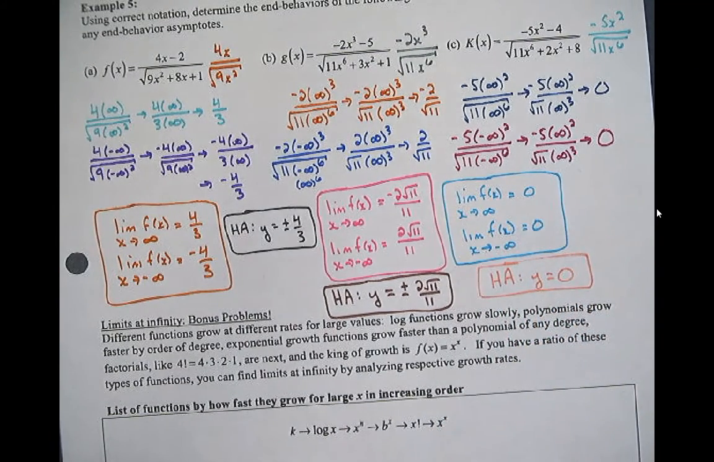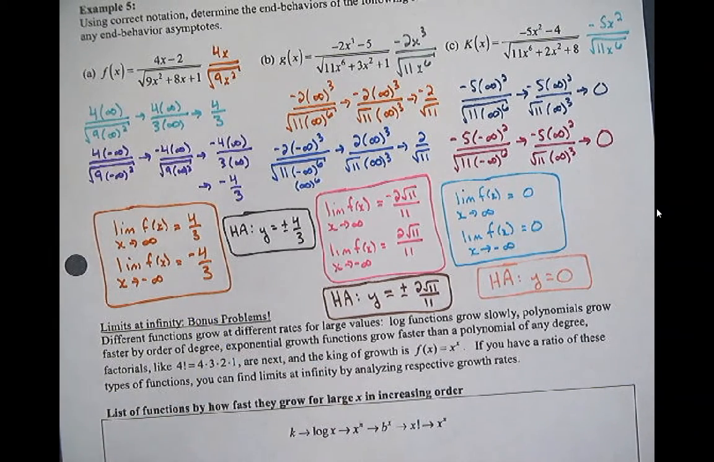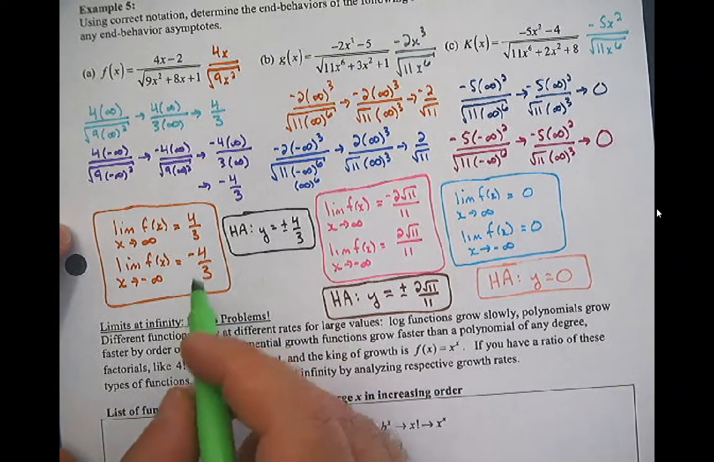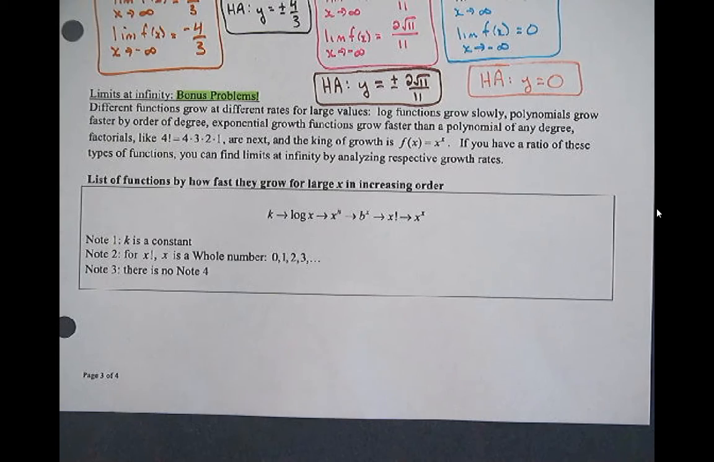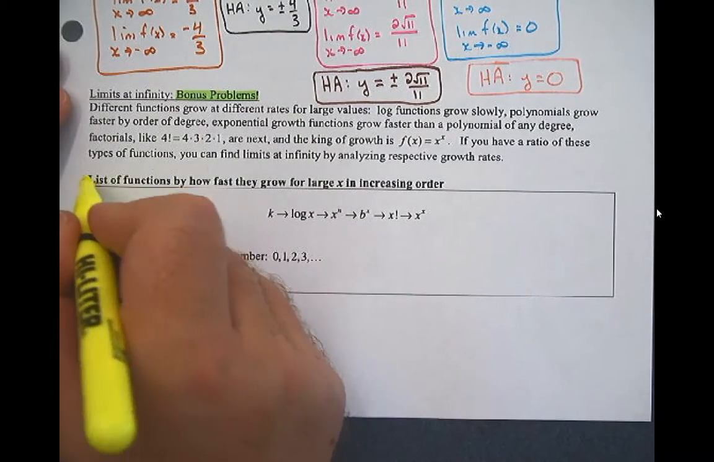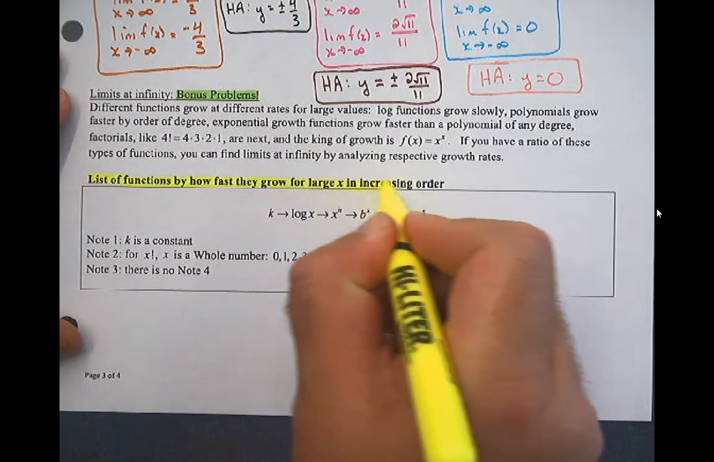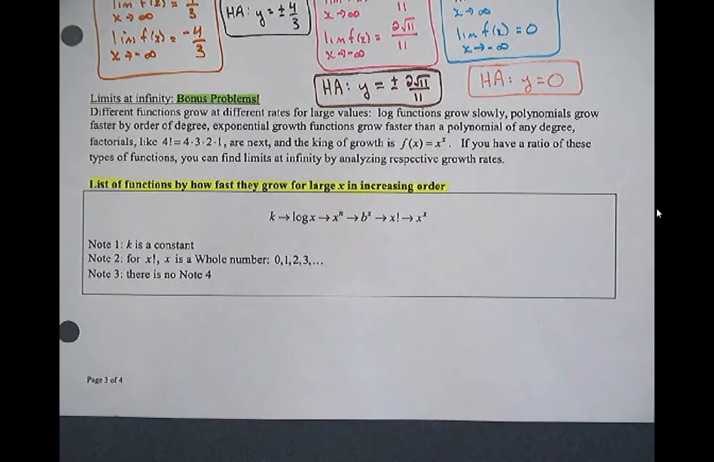Okay, now the next part, I don't know if it's kind of interesting, so I'm going to go over it. He's got some bonus problems here. Limits at infinity bonus problem. So he kind of broke down how functions, listing the functions in order of how fast they grow. So list of functions by how fast they grow for large x in increasing order. This is not something I've noticed as one of the big topics for the AP test, but I mean, it might show up as a multiple choice question.